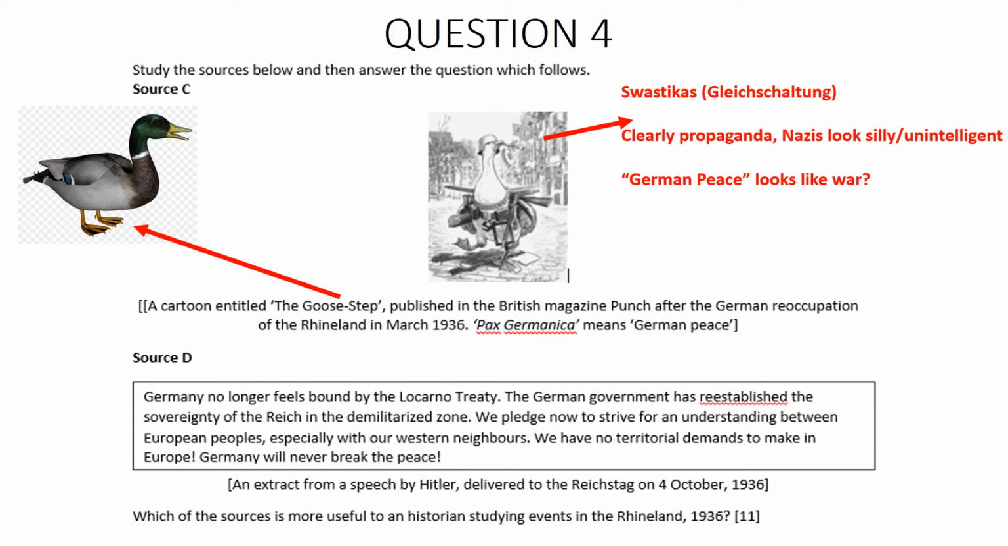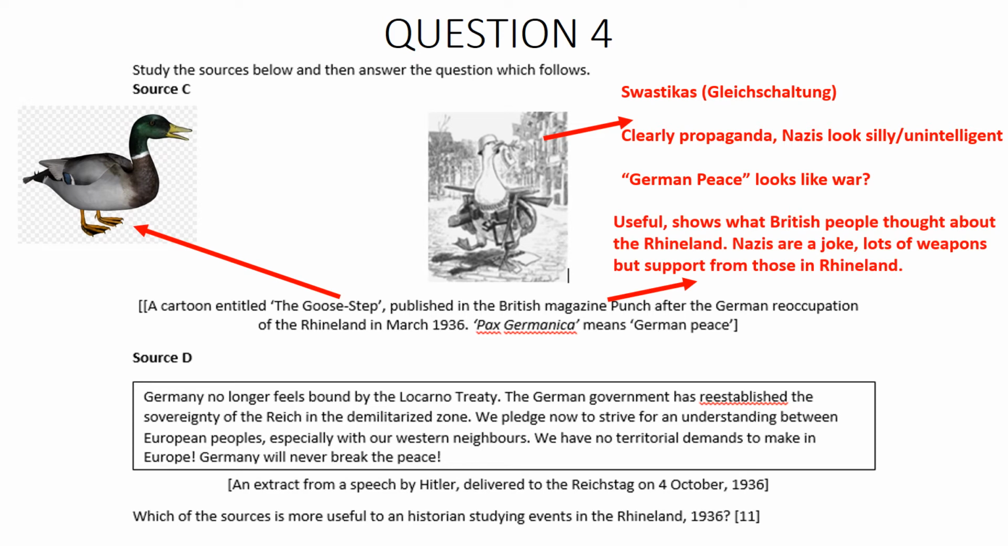We should also be mentioning this as a clear example of propaganda because it's made by the British. They're attempting to make the Nazis look silly or unintelligent. And the fact that the goose is stepping on the Locarno Treaty shows us what the Germans interpreted peace as. It's certainly useful as it shows us what the British thought about the Rhineland. It also shows us that British people would assume Nazis were a bit of a joke. They had lots of weapons and support from those in the Rhineland.